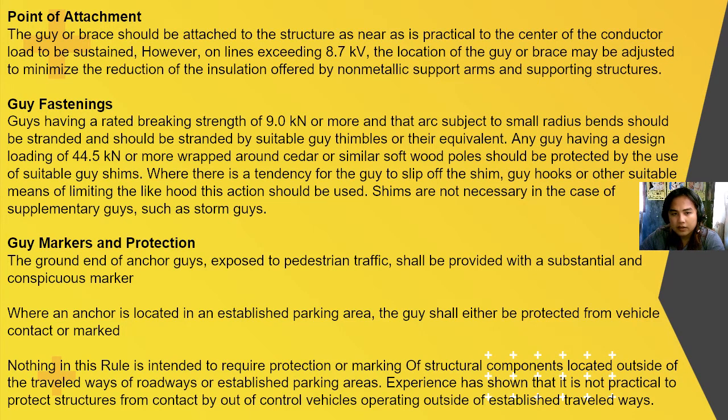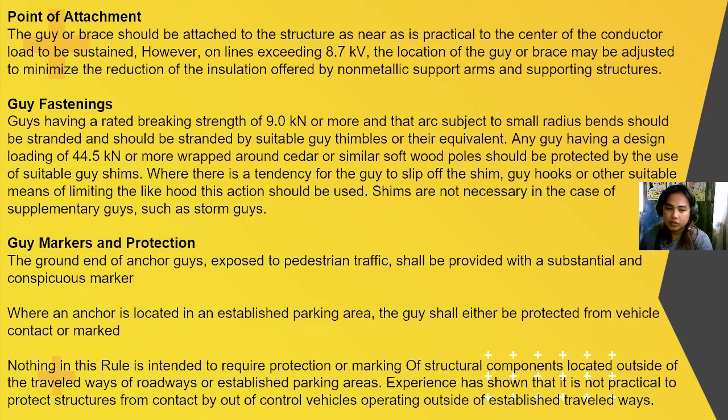So for the guy fastening, guys having the rated breaking strength of 9.0 kilonewton or more and that are subject to small radius bends should be protected by suitable guy thimbles or their equivalent. Any guy having a design loading of 44.5 kilonewton or more wrapped around cedar or similar softwood poles should be protected by the use of suitable guy shims. Where there is a tendency for the guy to slip off the shim, guy hooks or other suitable means of limiting this action should be used. Shims are not necessary in the case of supplementary guys, such as storm guys.